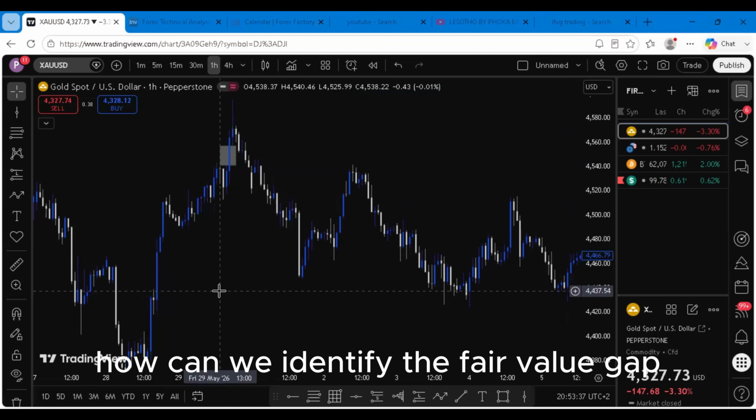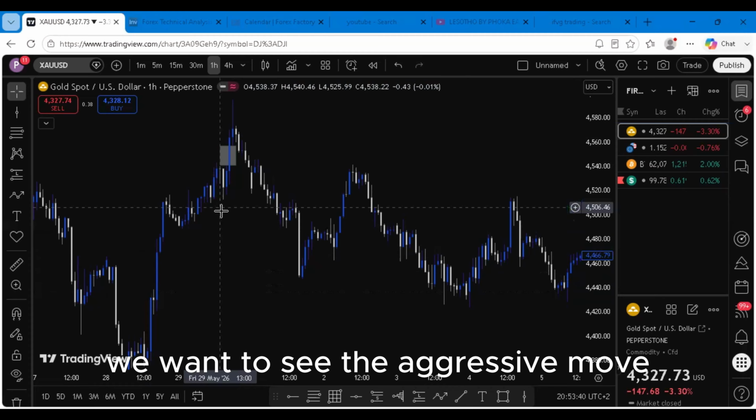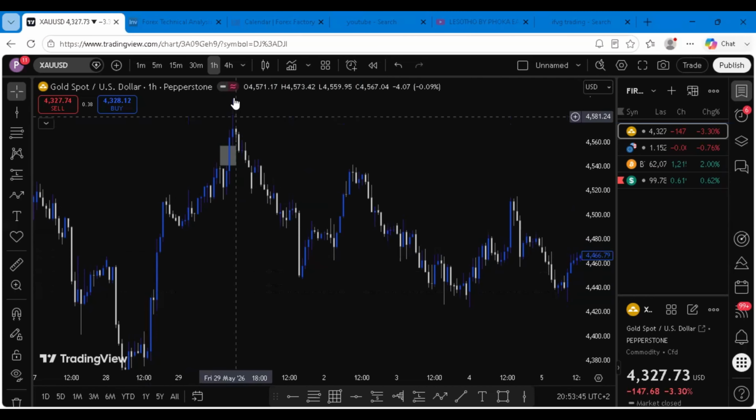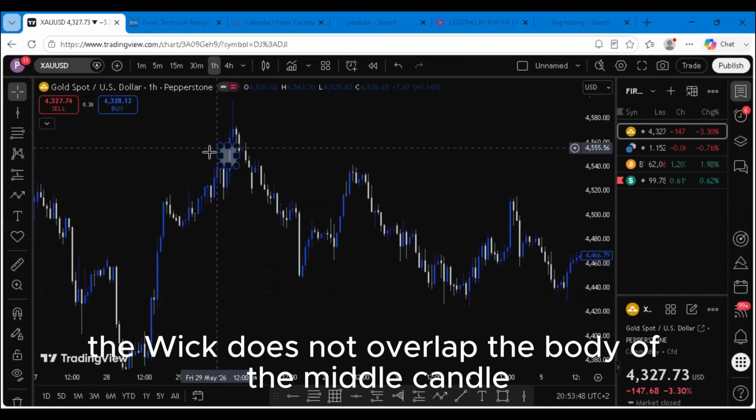How can we identify the fair value gap? We want to see the aggressive move and the first candlestick with the third, the wicks does not overlap the body of the middle candle.